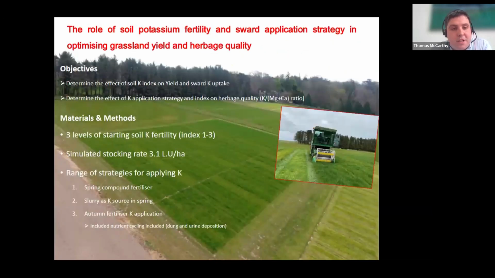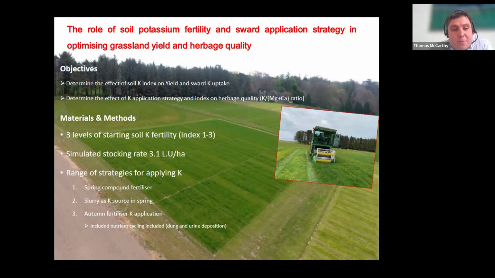Well, that spurred us on to set up this experiment in Johnstown Castle, where we ran it for 2 years, looking at the role of the background soil K index and the application strategy to the sward and how it optimized grassland yield and herbage quality. So we had 3 levels of soil K index, indexes 1, 2, and 3. We had a simulated grazing regime on these plots, and we evaluated 3 different application strategies of K to the sward.